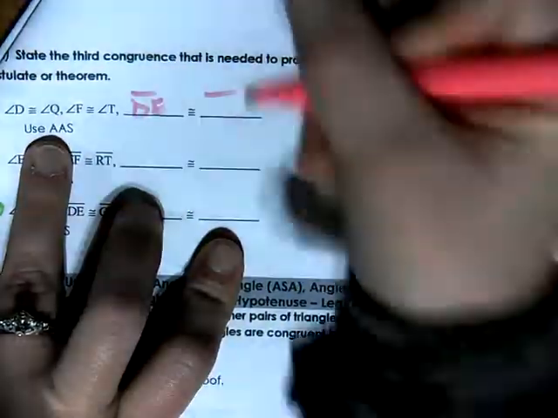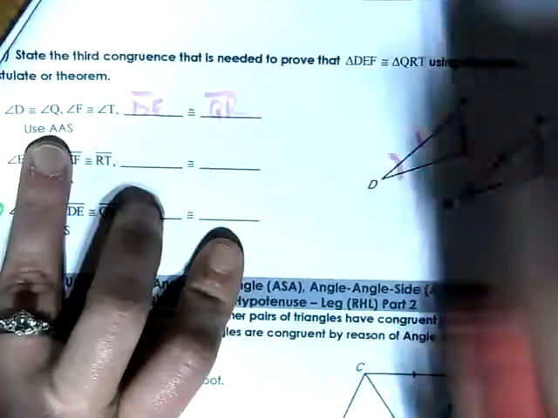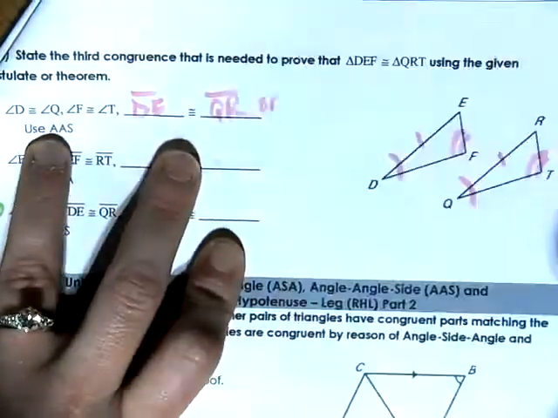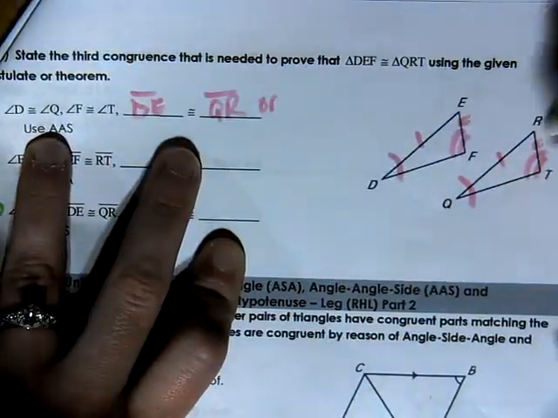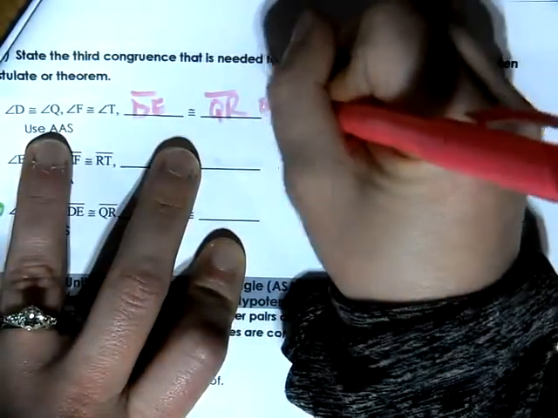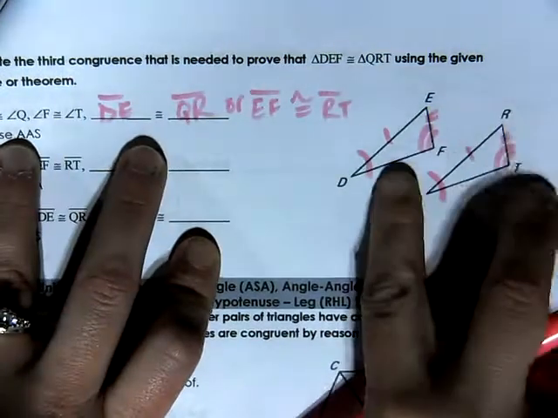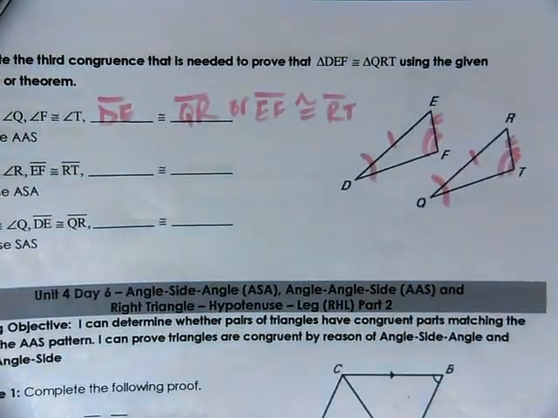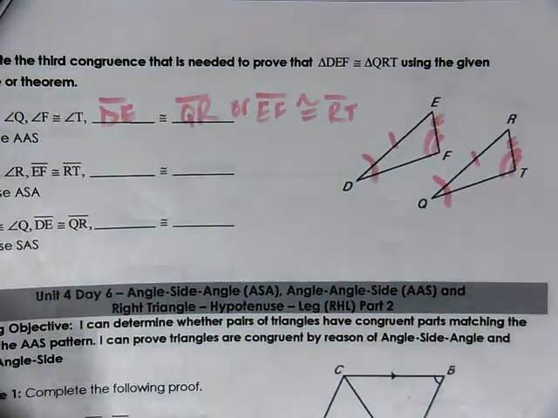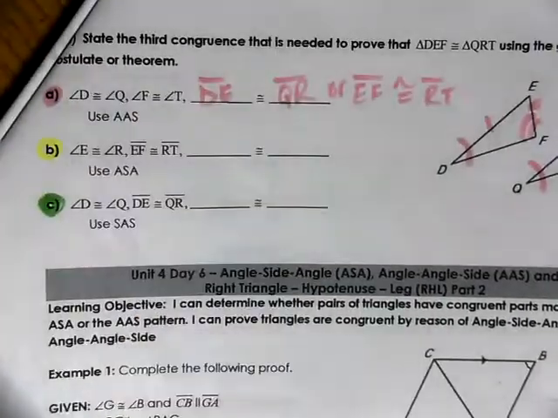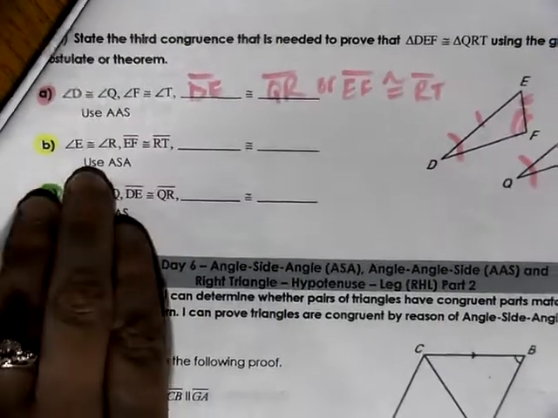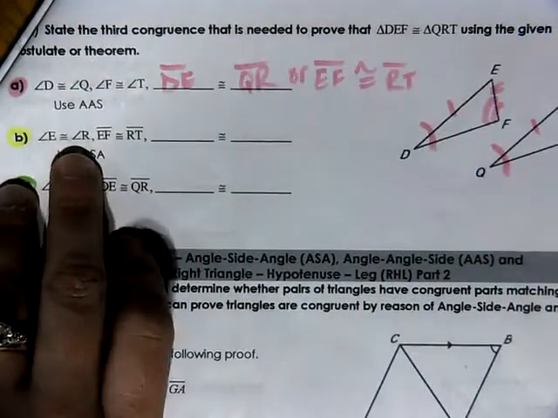So segment DE could be congruent to segment QR. Or I could pick EF is congruent to RT. I could do that. So you have to make sure that you're picking side lengths that are corresponding. So in that problem, there are 2 different choices. Now I'm going to use yellow to talk about the next one, or if you're working with pencil, you'll erase your work over here because we're going to be doing a different problem.